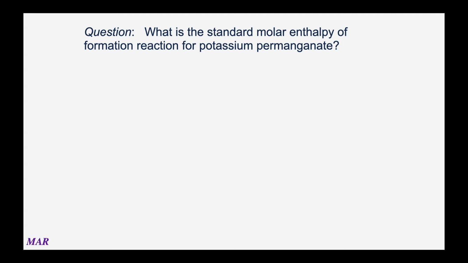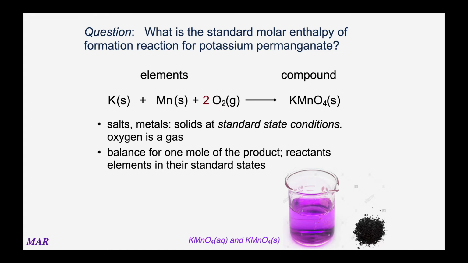What's the standard molar enthalpy of formation reaction for potassium permanganate? We're trying to figure out what the delta HF is for potassium permanganate. First of all, you have to figure out what potassium permanganate is. If you know, cool, and if you don't, no worries. Potassium permanganate is KMnO4.